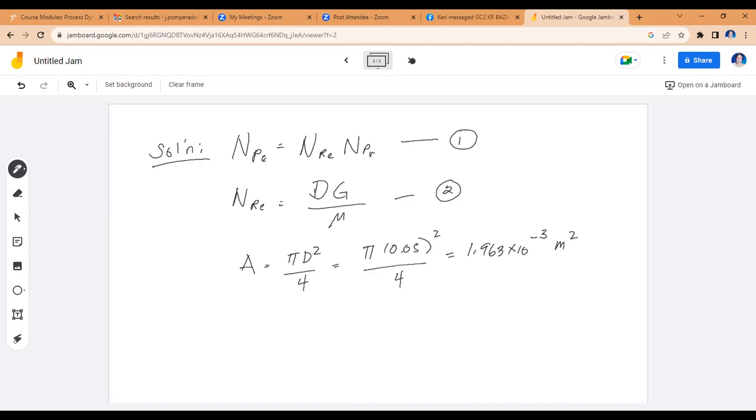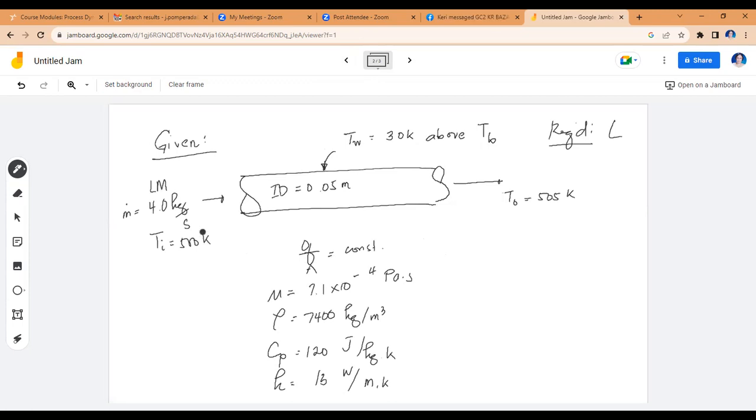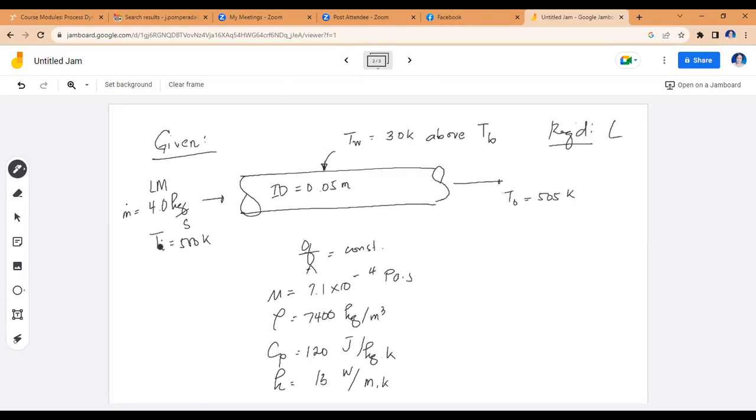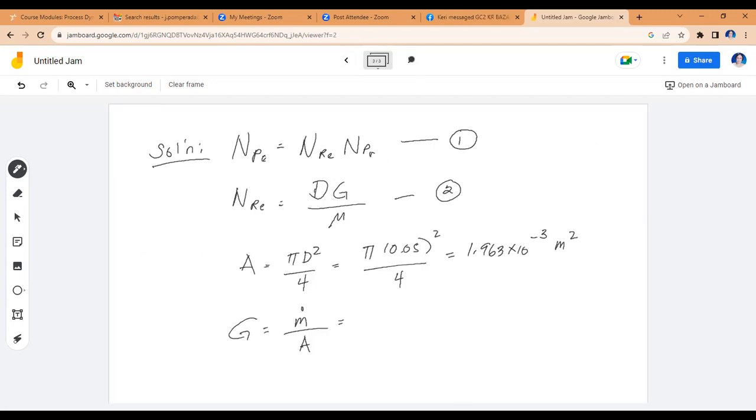Now, the purpose of this area is for you to be able to convert this pure mass flow rate to mass velocity in terms of fluid flow, which is per unit area. So you need to convert this m dot to G. Any questions so far with the A value here? So with the G, you're going to use the m dot, the pure mass flow rate, and the area that we solved here. So your m dot is 4 kilograms per second.